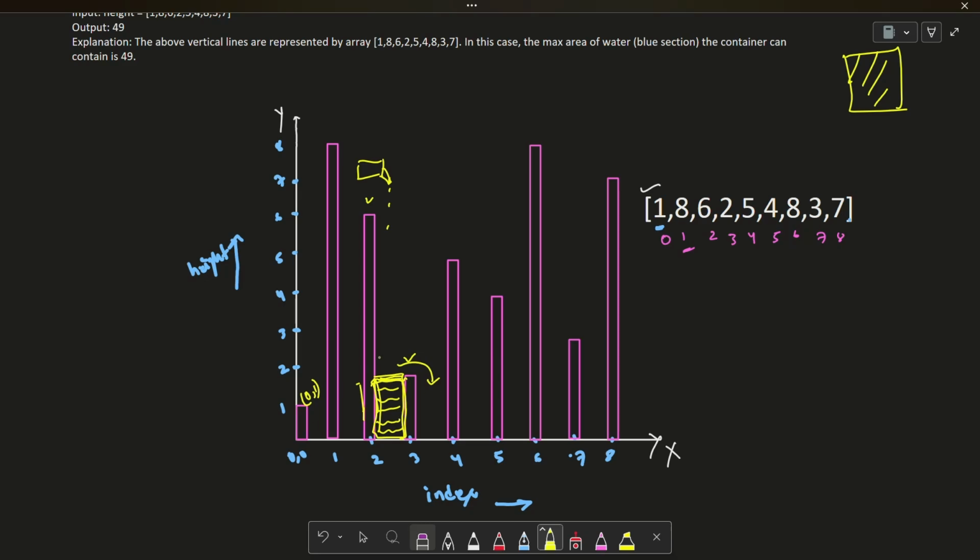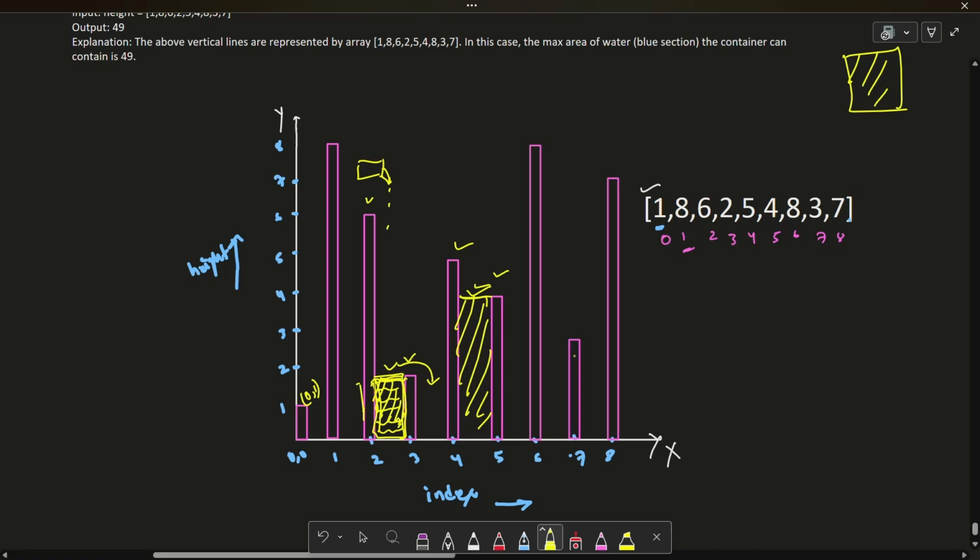For example, these two lines we have taken, right? This is containing this much water. Then assume that we have taken these two. These two means the water will hold up to here. You can see the water is more here, which means the container is containing more water than the previous one.